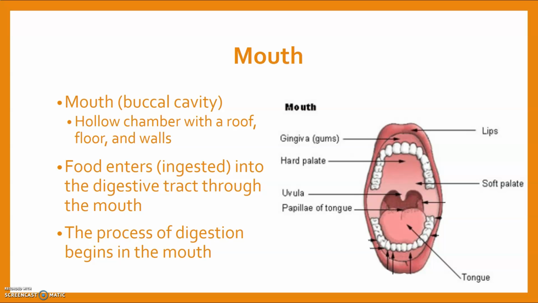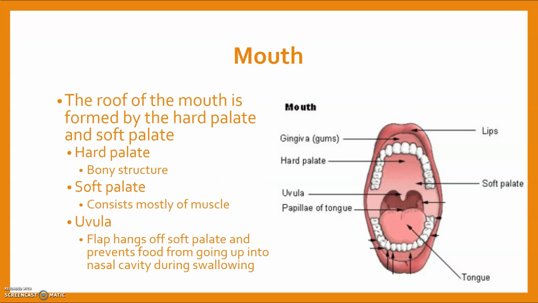We'll begin by focusing on the mouth. The mouth is also called the buccal cavity, or you may even hear it referred to as the oral cavity. The mouth is a hollow chamber with a roof, floor, and walls. The mouth is where digestion starts, and food is going to enter or be ingested into the digestive system through the mouth.